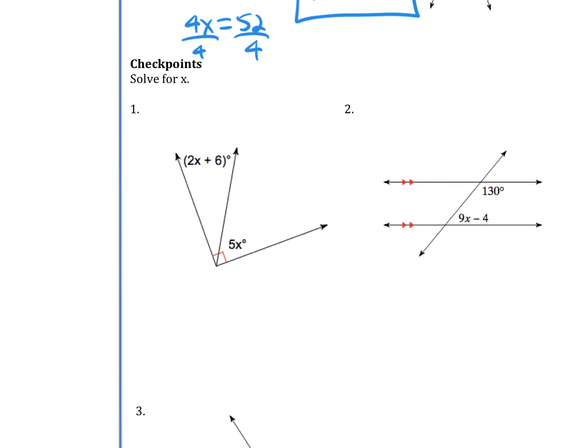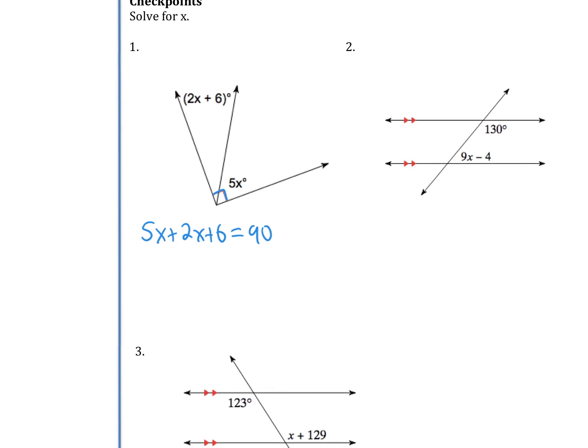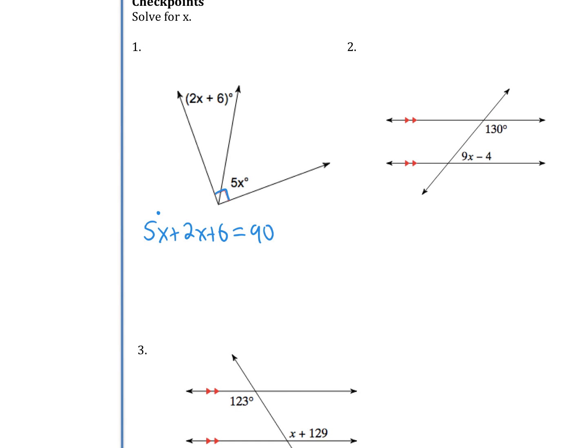All right, so checkpoint 1. We have 2x plus 6 and 5x, and these angles add up to 90 degrees. So we're going to literally add them up. So we got 5x plus 2x plus 6 equals 90 degrees. All right. Combine like terms. 5x and 2x is 7x. Solve for x by subtracting 6. 7x equals what? 84. Divide by 7. And x is going to be equal to 12 degrees.